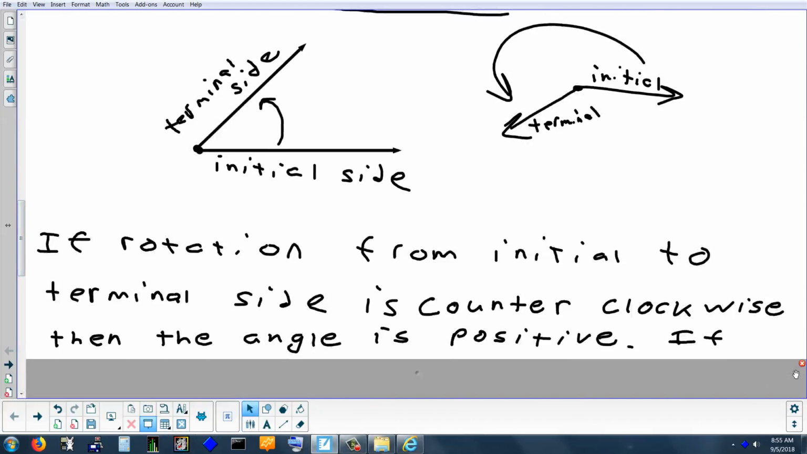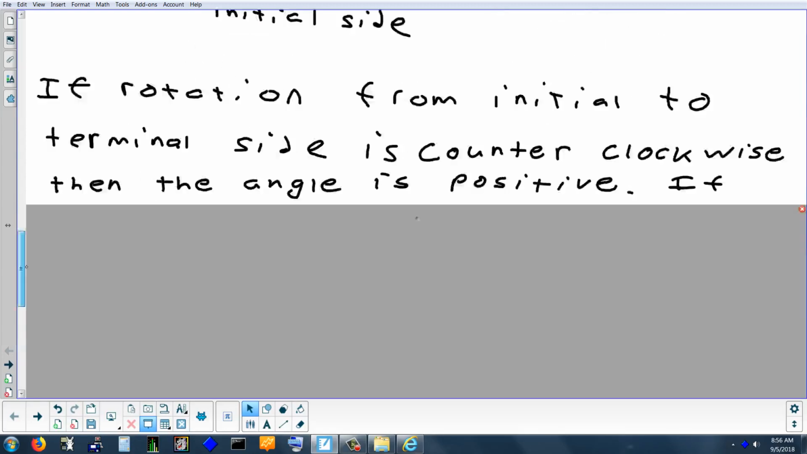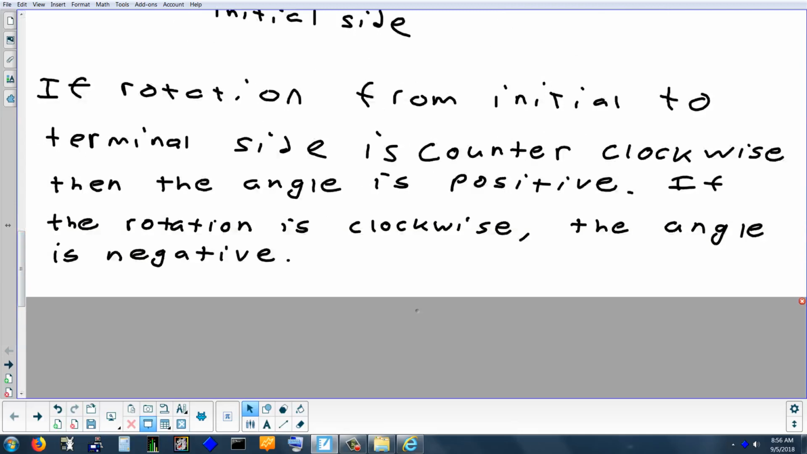So if you're rotating counterclockwise, that would be considered a positive angle. I'll show you a picture in a second. I have a program I can draw different angles in, and it'll show you the measurement. If you rotate the other way, clockwise, it's negative.